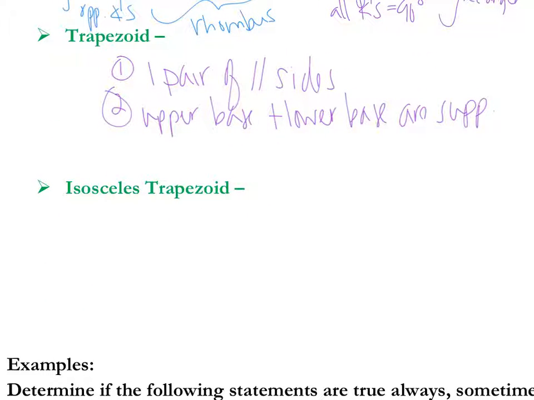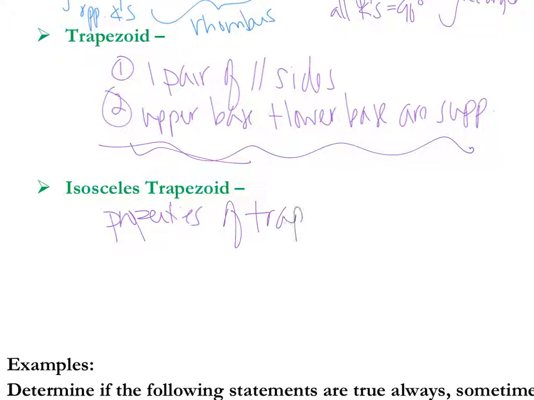Okay. And then isosceles trapezoid is a special type of trapezoid. So first it has the two properties. Sorry, I don't know where it stopped and where it did not, so I accidentally hit pause. So hopefully you guys have the properties for a trapezoid. The isosceles trapezoid is a special type of trapezoid. It first contains the properties above, though.